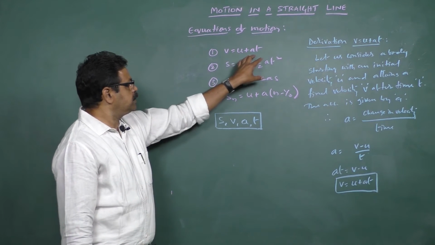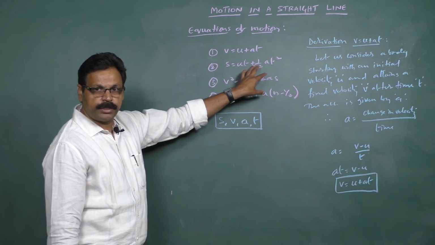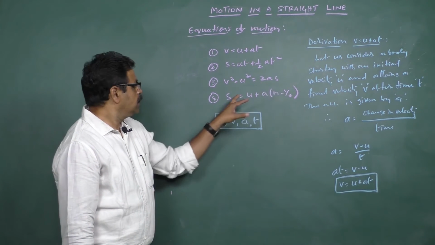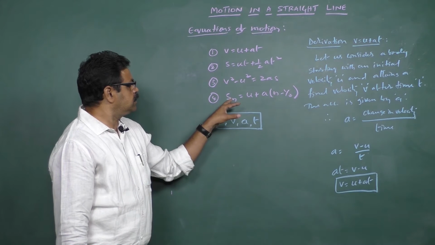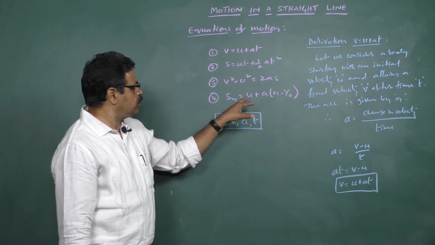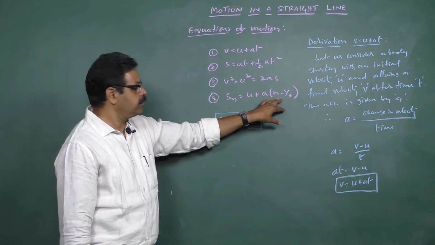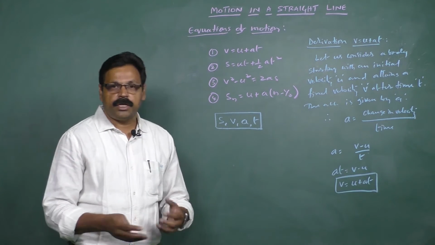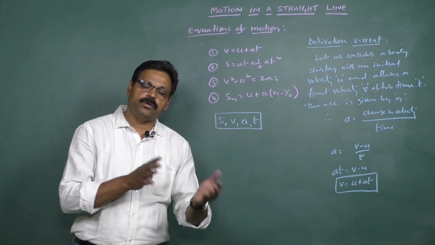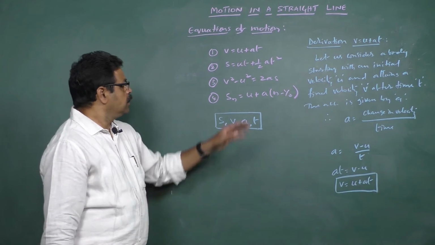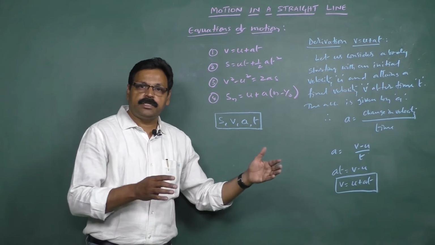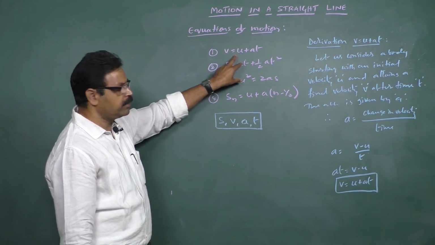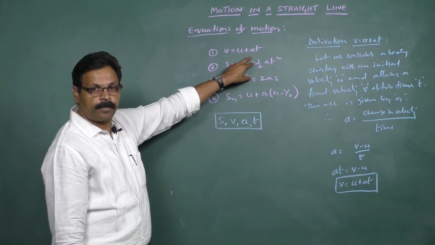v is equal to u plus at, s is equal to ut plus half at square, v square minus u square is equal to 2as, and Sn, that is the distance travelled in the nth second, is equal to u plus a into n minus half. Here if any three parameters are known, then using any of the equations the unknown parameter can be determined. Then how do I arrive at these particular equations? First, let us start with the derivation of v is equal to u plus at.